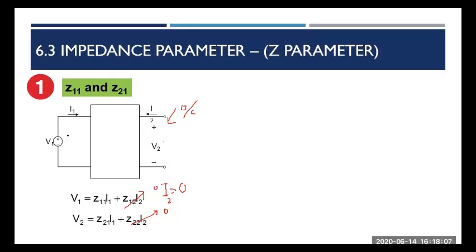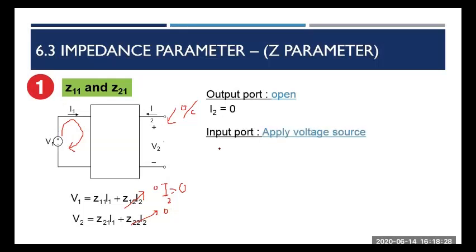Then you do the analysis. Your V1, what does this equal to? This can always be solved using terminal devices or KVL. The output port is open, set by I2 equals to 0, and at the input port we apply a voltage source. Remember these two important parts: one, make sure the output port is open, and second, put a voltage source at the input port. Then you can solve these equations for V1 and V2.